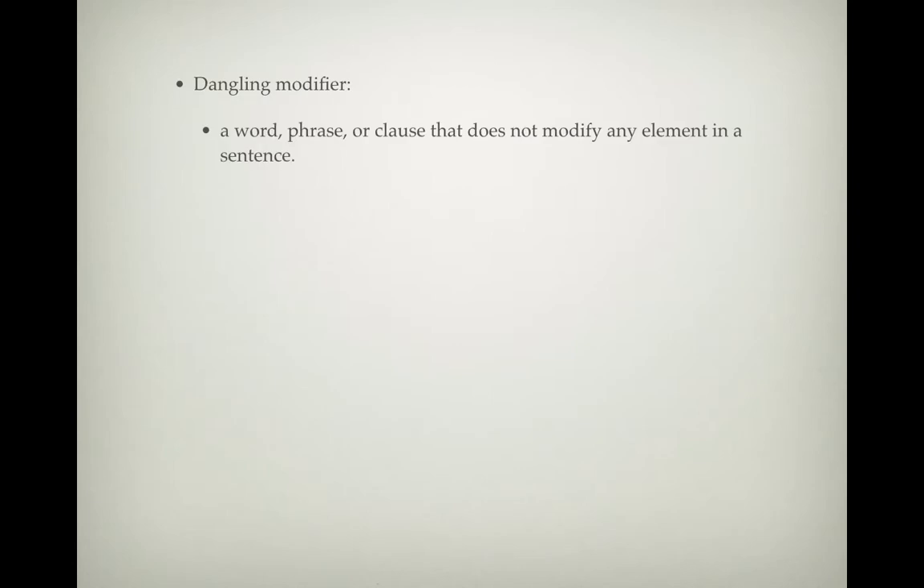Another common modifier error is called the dangling modifier. And maybe this is one that you've seen before or maybe have had corrected in an essay. So a dangling modifier is a word, phrase, or clause that does not modify any element in the sentence. Hence the word dangling. It's a modifier that's kind of hanging off the edge of a sentence. Usually dangling modifiers show up at the beginning, and it's not actually attached to any word or phrase in the sentence. So let me show you some examples.